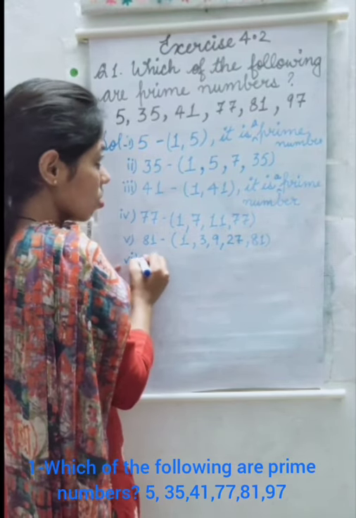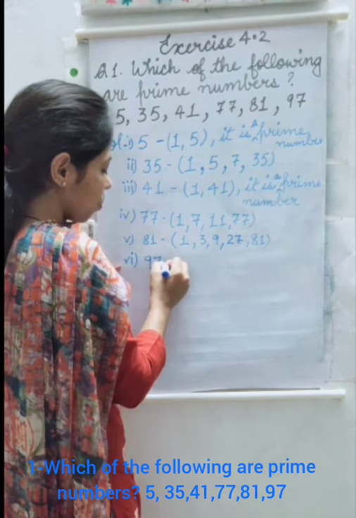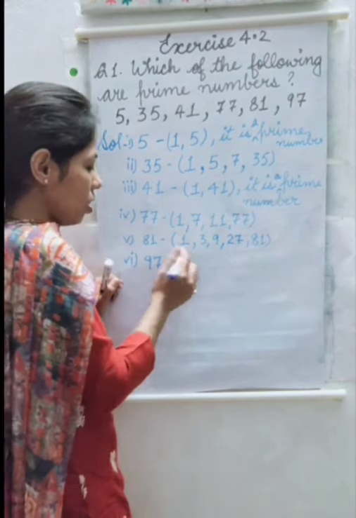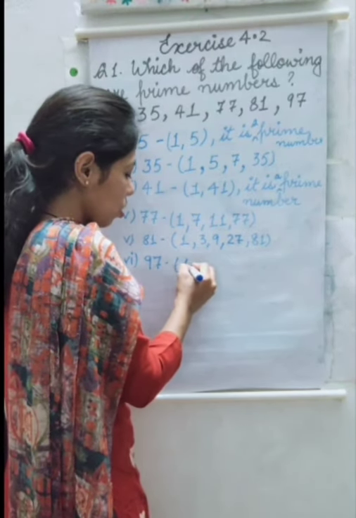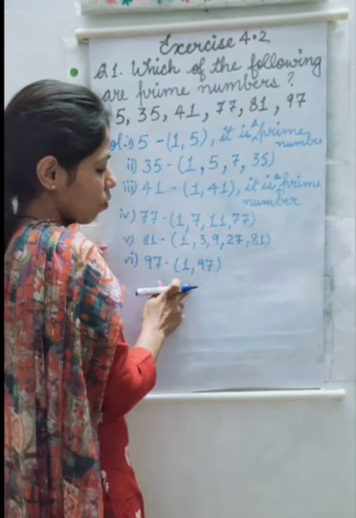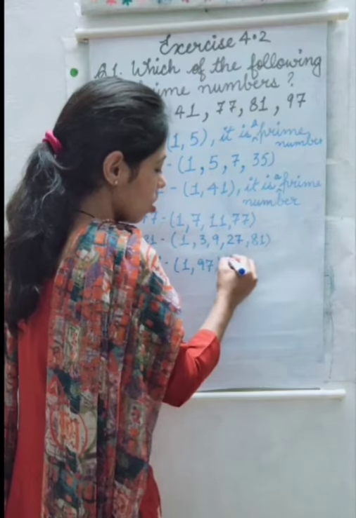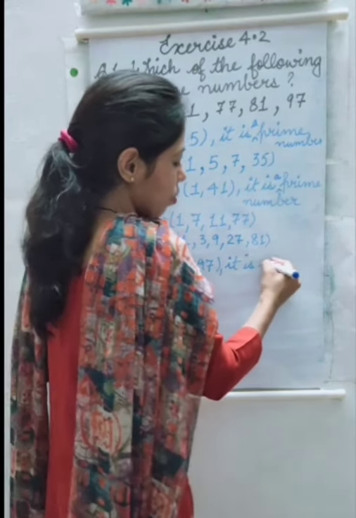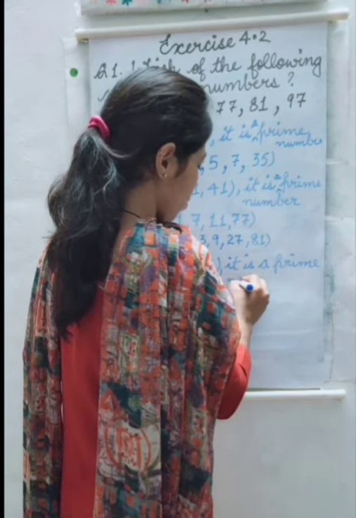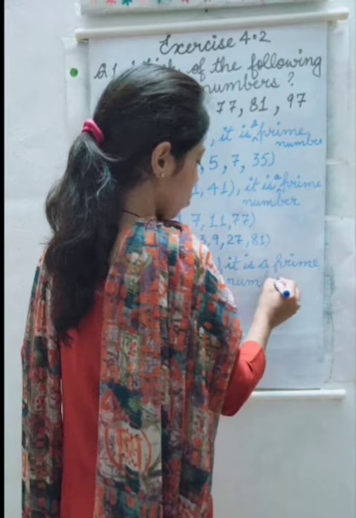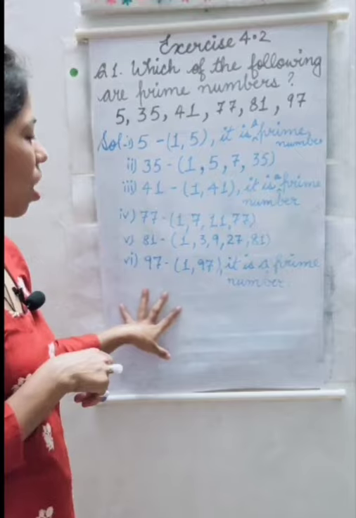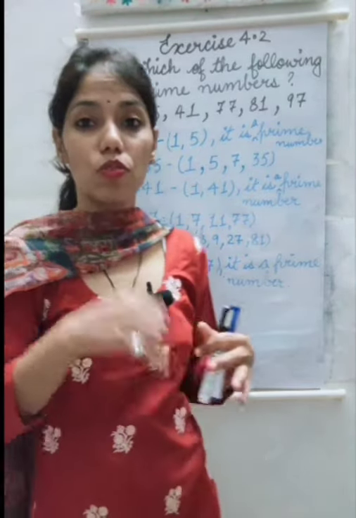Next, the last one is 97. As 9 tens are 90 and after 90, 97 is not there, it is divisible by 1 and 97 only. 97 is completely divisible by 1 and 97, so it is a prime number. So out of these numbers, 5, 41 and 97 are prime numbers. Let's move to the next question.